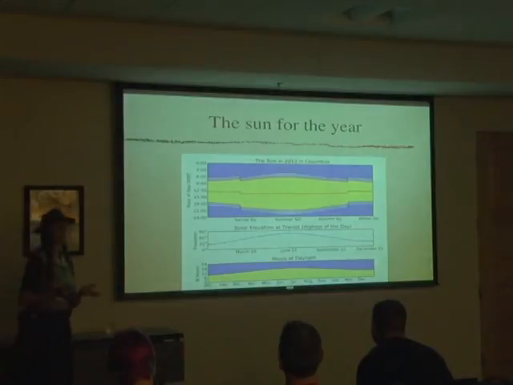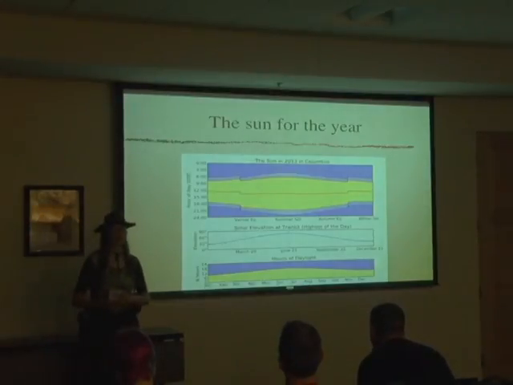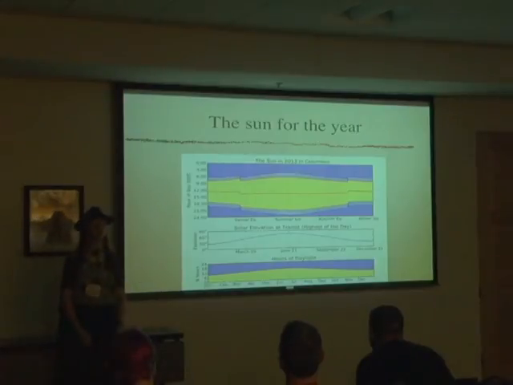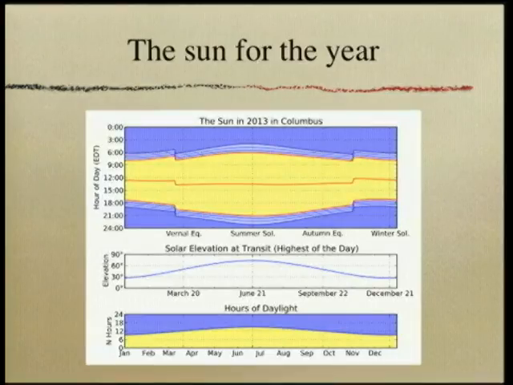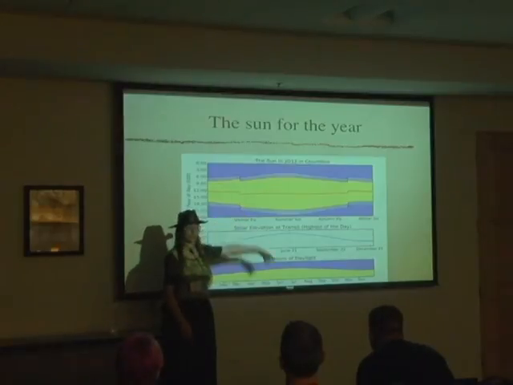So all that stuff I told you before about the sun over the year, I decided I was going to plot that. And so here you can see what the sun does in Columbus. So right now, it is not quite September 22nd. We are not to the autumn equinox yet. So I have yellow is daylight, blue is nighttime. So here are our sunrise and sunset, solar noon, and 3 different twilights.